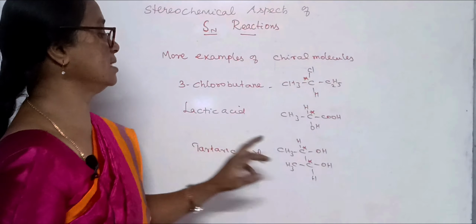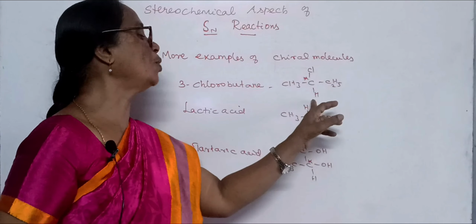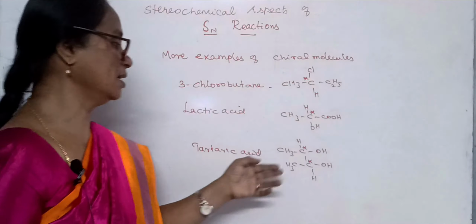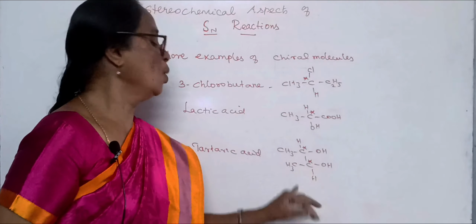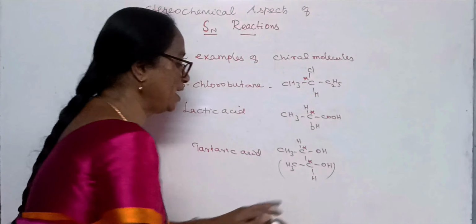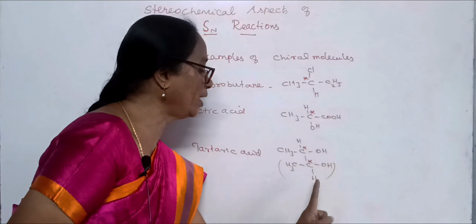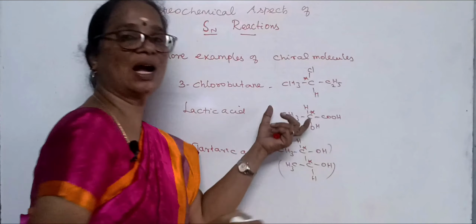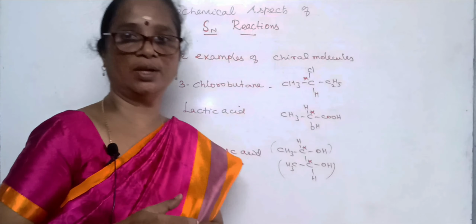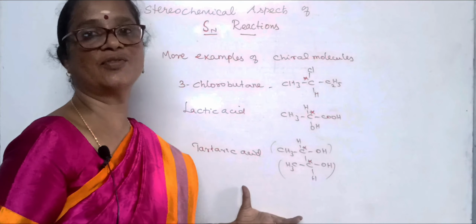Next, lactic acid. Similarly, the carbon has a methyl group, carboxyl group, hydroxyl group and a hydrogen, which makes it chiral. And tartaric acid has 2 chiral carbons, one with CH3, HOH, where the complete structure makes one more valency. Similarly, the second carbon has CH3OH, and this makes the complete 4th valency. So these are some more examples of chiral molecules, and most of our carbohydrates have the property of chirality.